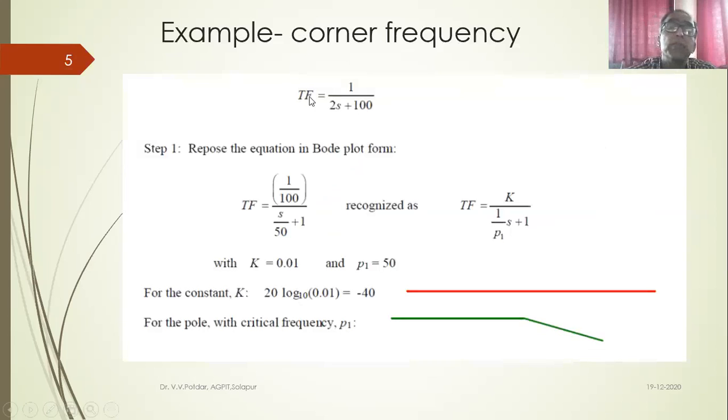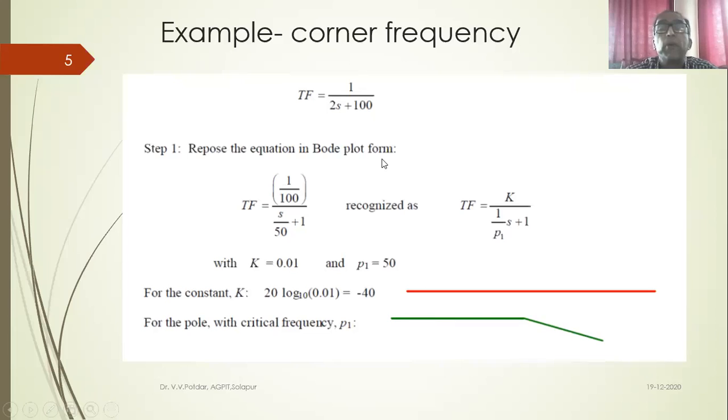Suppose I have a transfer function given as 1 upon 2s plus 100. This is a transfer function corresponding to any electrical system, mechanical system, hydraulic system, pneumatic system, whatever the physical system is. I am converting it into a mathematical equation of operation, and I will get a transfer function in S domain like this. So what is the first step? Repose the equation in Bode plot form.